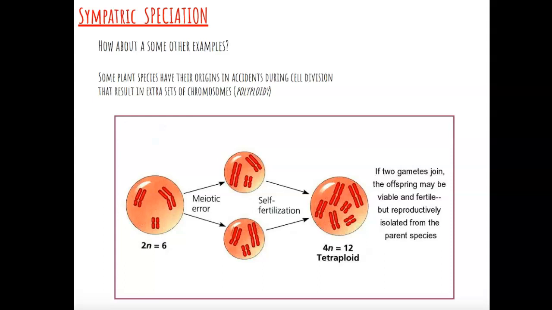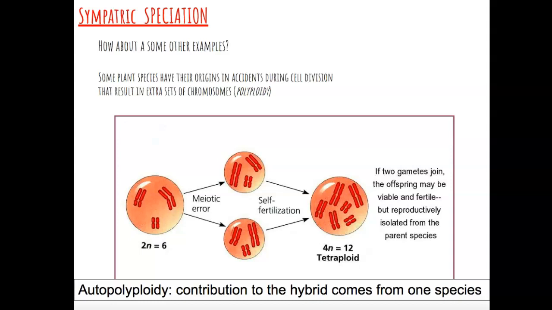Some plants will self-fertilize and actually create offspring using their own mutated genetics that is completely different from the parent, because they were able to create a new version of themselves through duplicating their chromosomes. And this is called autopolyploidy, where the contribution to a hybrid comes from one species, where you don't have two species coming together to create a hybrid species. You have one species that is creating a hybrid of itself that has created an entire new species from its own DNA, in this case through doubling its chromosomes because of a non-disjunction event.